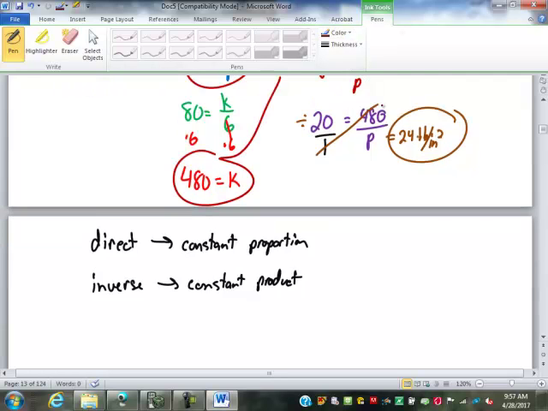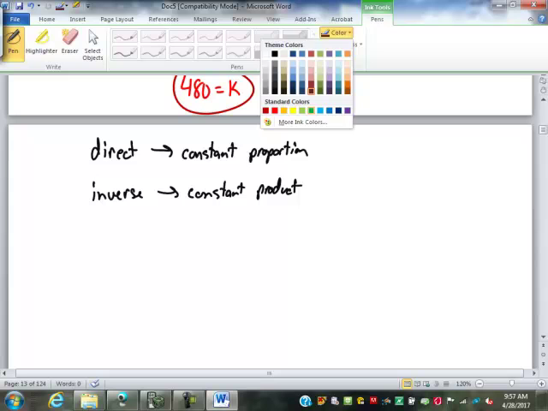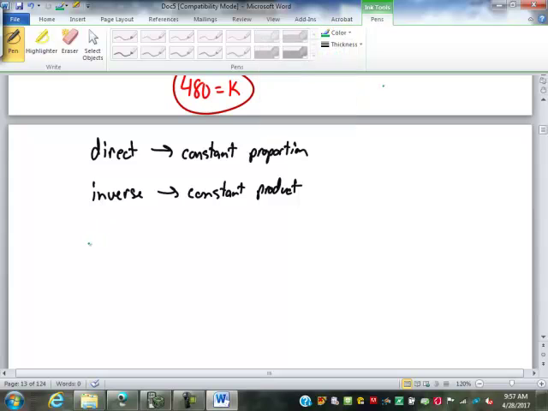For example, let's say the height of a truss, a roof truss, is directly related to the span.